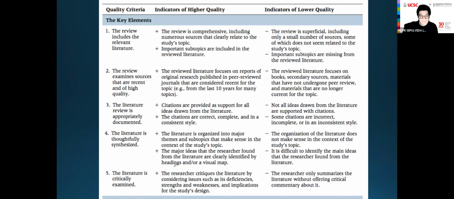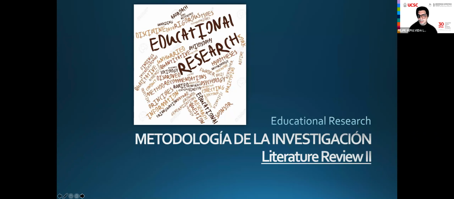Finally, the last one, the literature is critically examined. That means that at the end of the work, okay, you provide that summary that highlights the main points and findings of your work. Okay, it's important again that you know the criteria that I'm going to be using to review your work. And also, here are the indicators that I'm going to be using to evaluate that work. So with that, we are done with all the information that you need to develop your literature review.